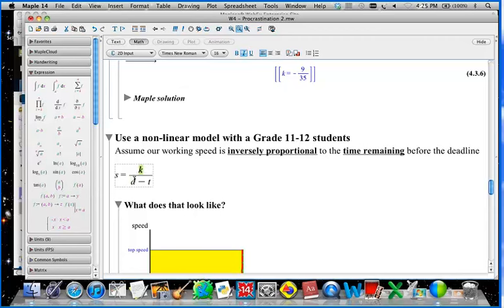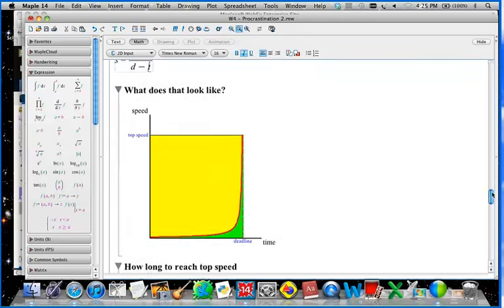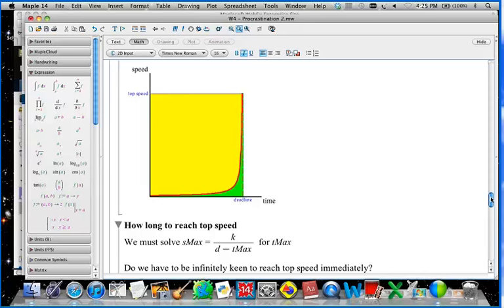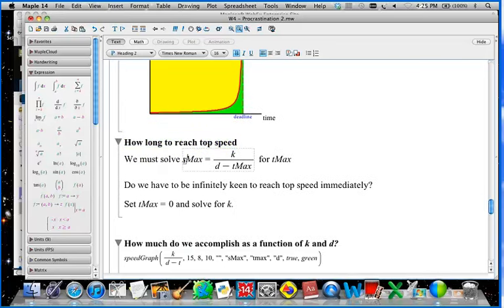That means it's a constant times 1 over that. That's our speed. What does that look like? It's right here. Now let's answer the same questions we did in grade 9. How long does it take us to reach our top speed? So we have to solve S max equals K over D minus T max and solve that for T max.